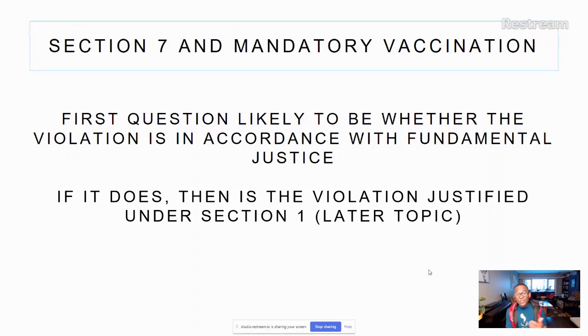Then the courts still have to ask, is the violation justified under Section 1? We're not getting into that today. So as you can see, the trek to the realization of your rights when they've been violated by government goes through too many paths. It has to first go through this hurdle of fundamental justice, and then it has to confront Section 1, which we're not going to get into today.